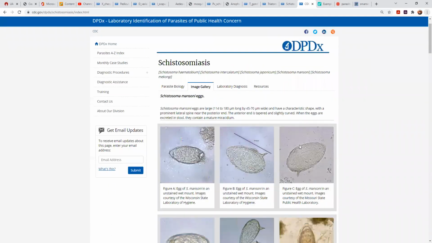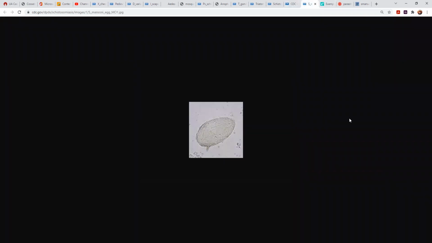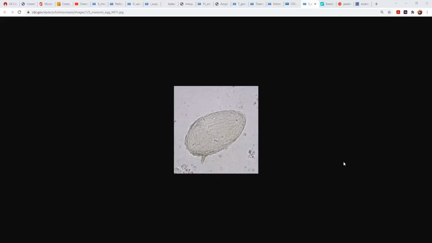And we're going to start with this one right here. This one is very characteristic. Pardon my fail there of closing out my windows. So this is Schistosoma egg.